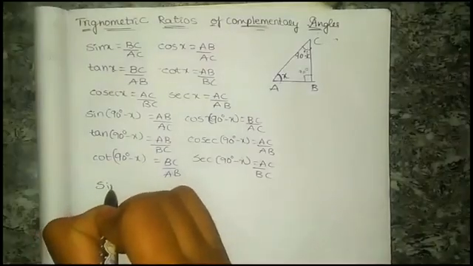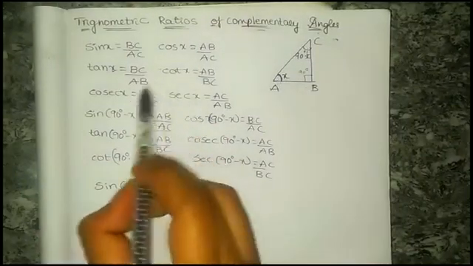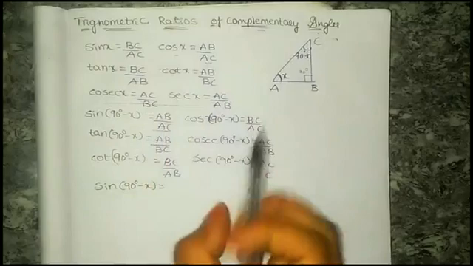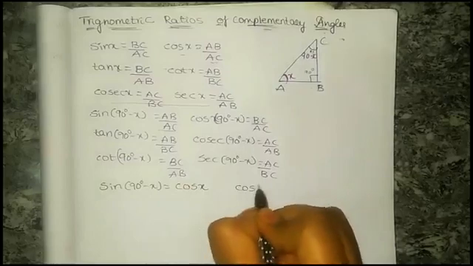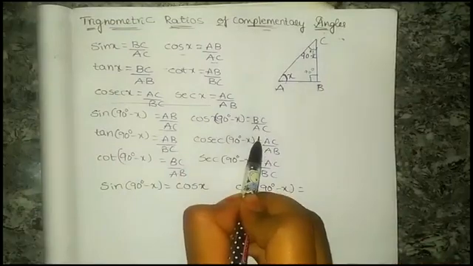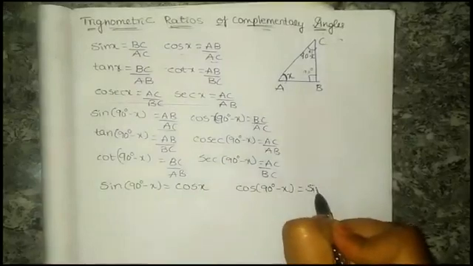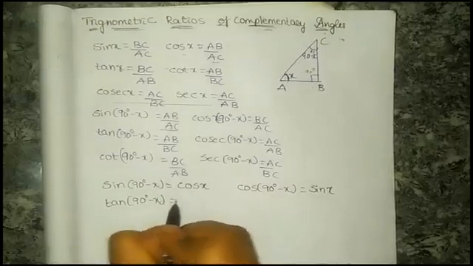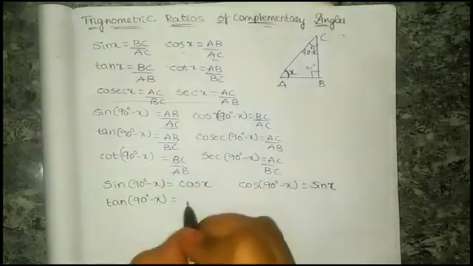See here, sin 90 minus X is AB by AC. Here we have AB by AC is equal to cos X. So I can write cos X. Cos 90 minus X is equal to BC by AC. Here also we have BC by AC. So I can write it is equal to sin X. Tan 90 minus X, here I have AB by BC. Here also I have AB by BC. So it is equal to cot X.